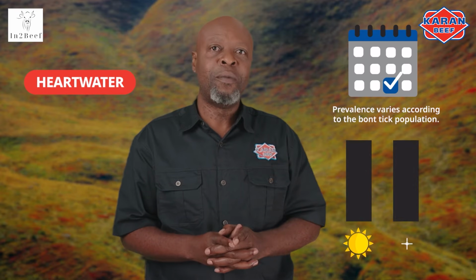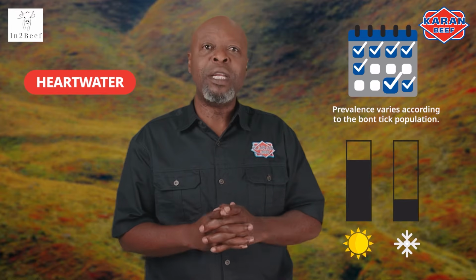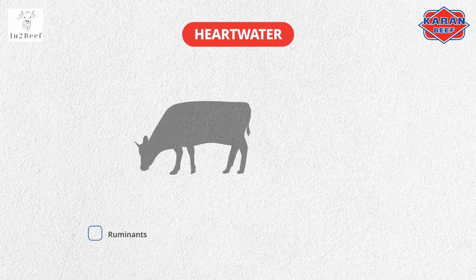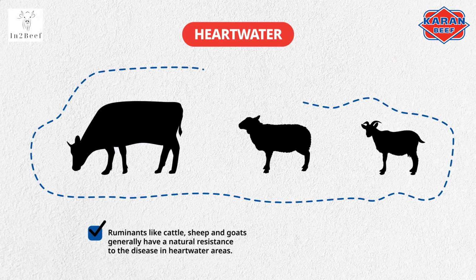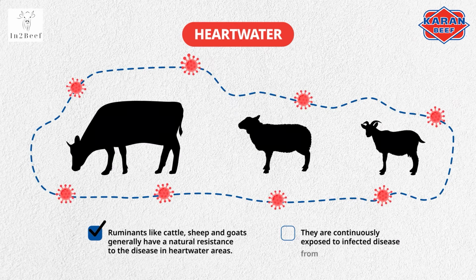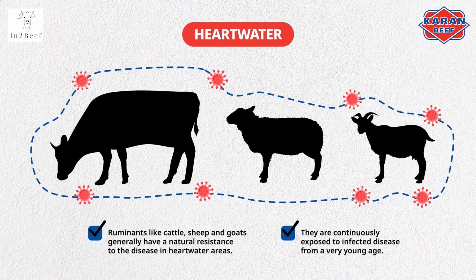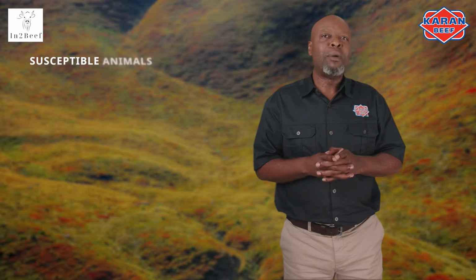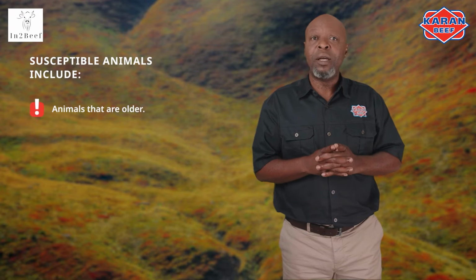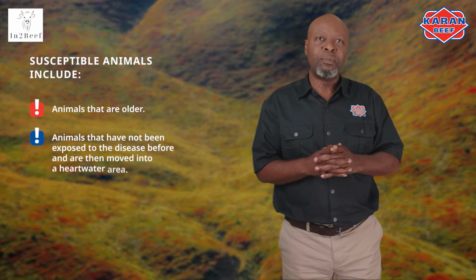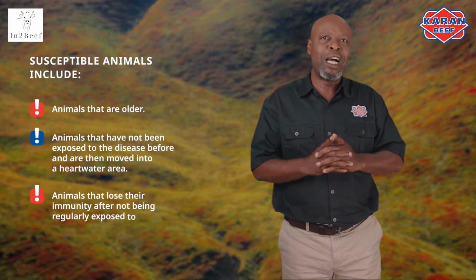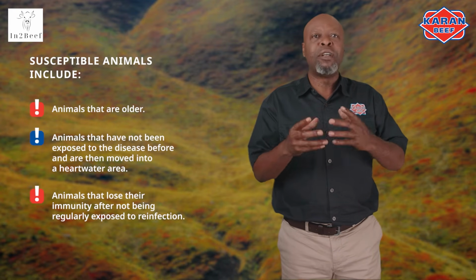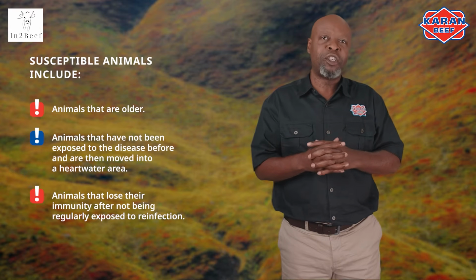However, the prevalence will vary according to the bont tick population, which is usually less active in the winter months. Ruminants like cattle, sheep, and goats generally have a natural resistance to the disease in heartwater areas, as they are continuously exposed to infection from a very young age. Susceptible animals include animals that are older, have not been exposed to the disease before, and are then moved into a heartwater area, or when animals in a heartwater area lose their immunity after not being regularly exposed to reinfection.